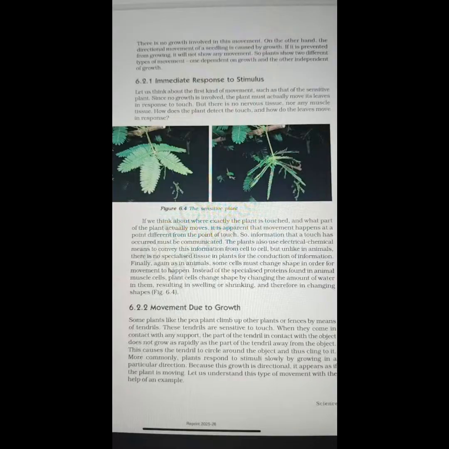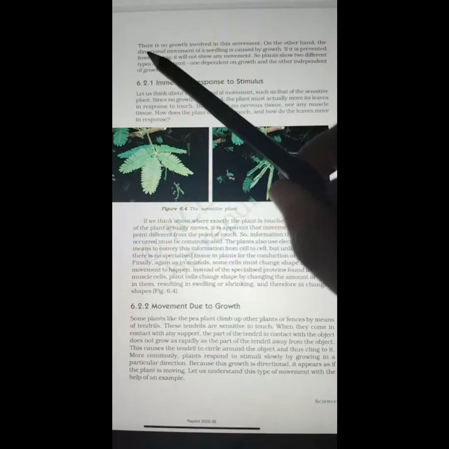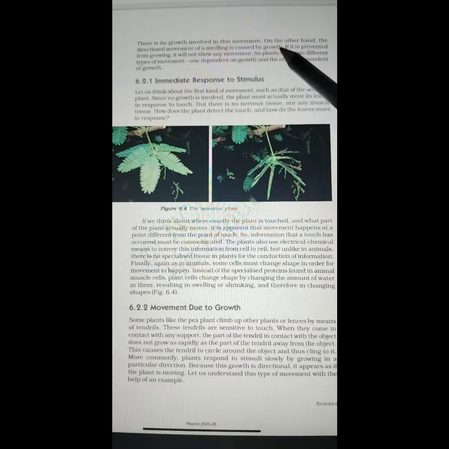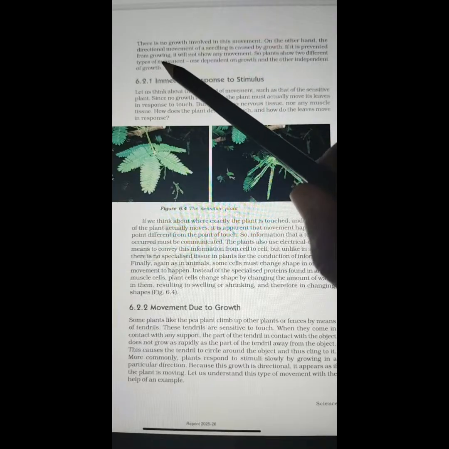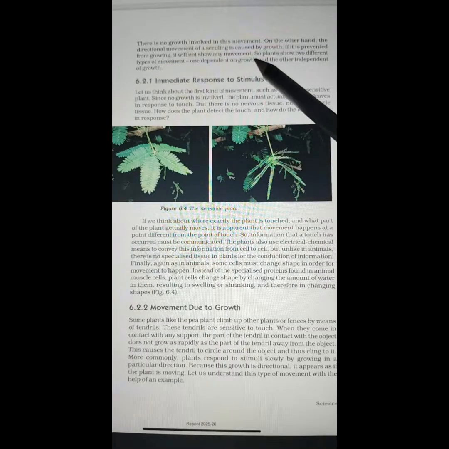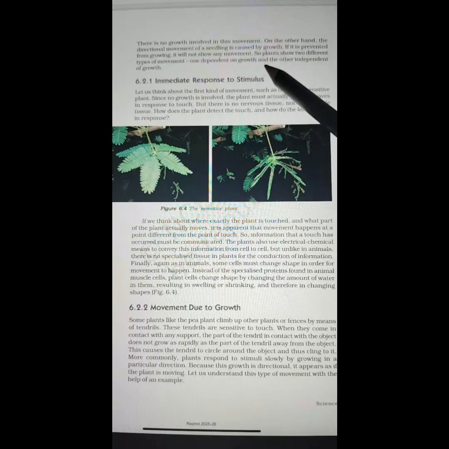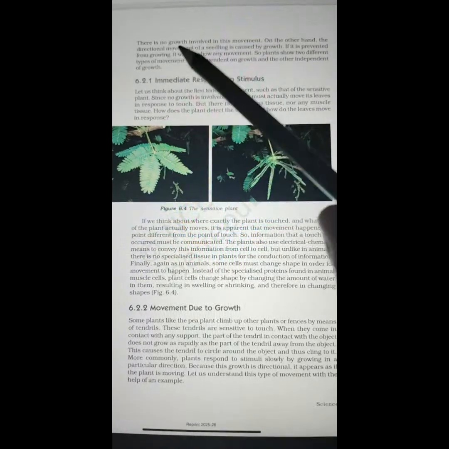So here we are talking about tropic and the nastic movements in the plants. There is no growth involved in this movement. On the other hand, the directional movement of a seedling is caused by growth. If it is prevented from growing, it will not show any movement. So plants show two different types of movement, one dependent on growth and the other independent of growth.